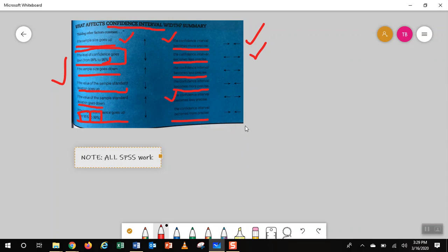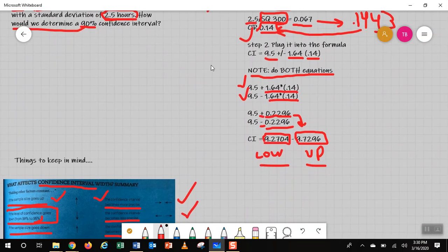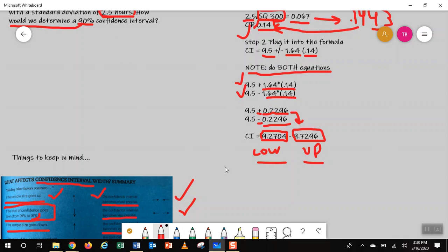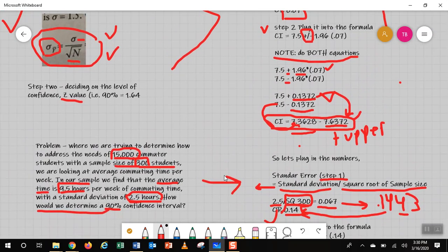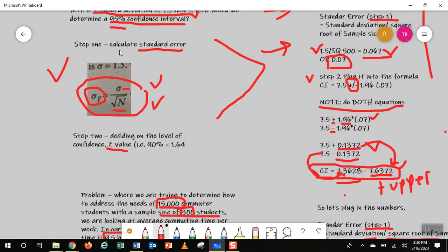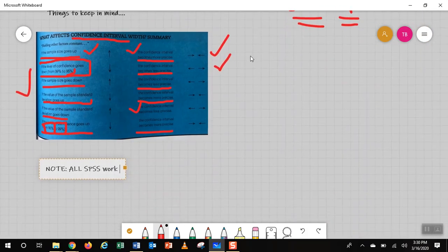Okay, so basically, just as a quick recap, there are a few things to look out for that come up on the homework. For one, making sure your lower and upper bounds are put in the correct spot on the homework. So make sure you get that. Make sure you do both equations, pluses and minuses. And just follow the steps, so always do the standard error first, and then always just plug it right back into the formula. Okay, so as we go through this.